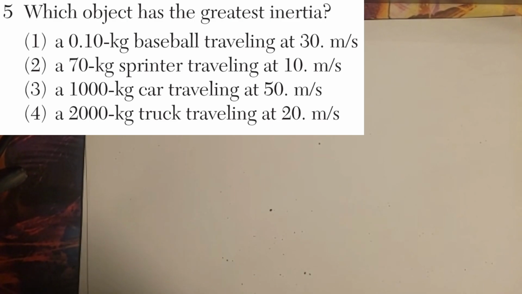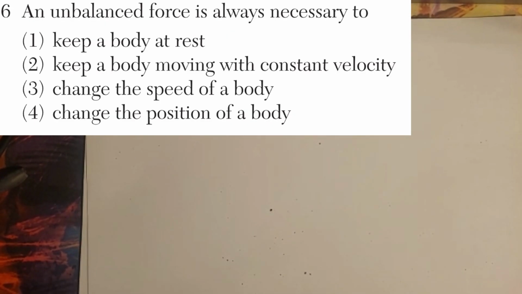So if this question is asking you which one has the greatest inertia, reword that to which object has the greatest mass. Well, obviously the 2,000 kilogram truck is going to have the greatest mass. The speed has nothing to do with your inertia. Only the mass. So option 4 here. Next one, an unbalanced force is always necessary to keep a body at rest, keep a body moving with a constant velocity, change the speed of a body, or change the position of a body.